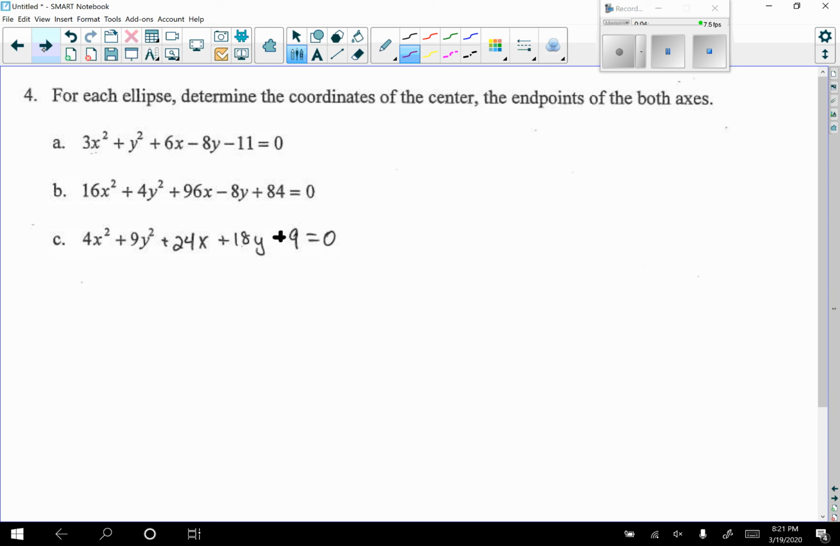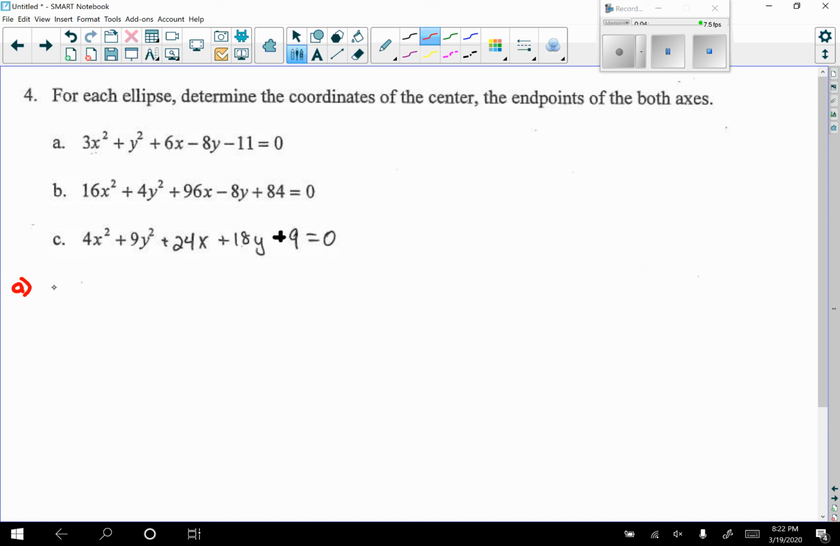All right, for number 4, I did mention that you can graph these. A did not graph too nicely, but I'm still going to talk about that. Also, not only did we have to write out the coordinates of the center, but the endpoints of both axes. I'm also going to write out the length of the minor or the major axis as well. So let's take a look at A.